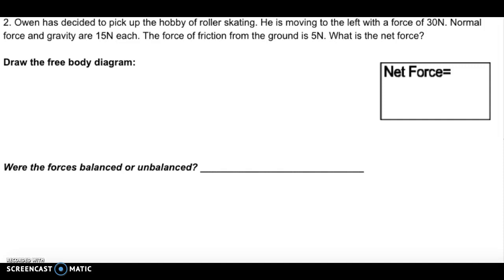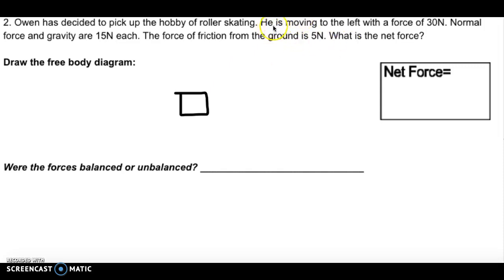Problem 2. Owen has decided to pick up the hobby of roller skating. He's moving to the left with a force of 30 newtons. Normal force and gravity are 15 newtons each. The force of friction with the ground is 5 newtons. What is the net force?